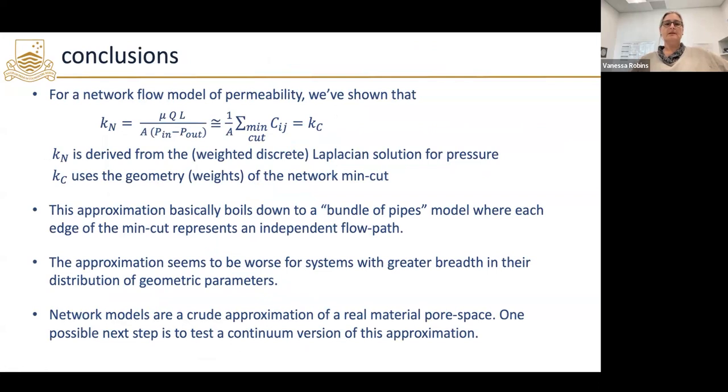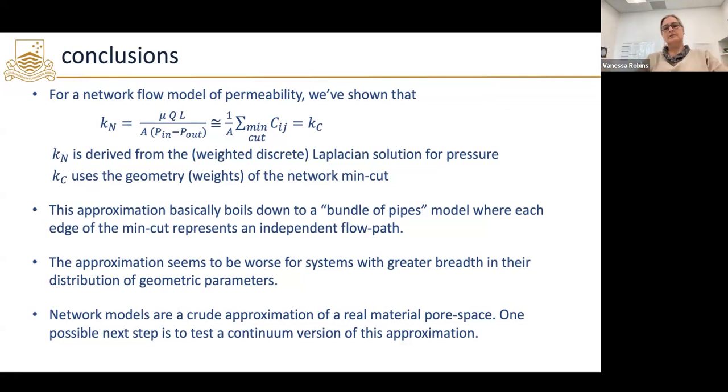Okay. So I think this is a really nice little story, and it basically boils down, as I say here, to this bundle of pipes model, which is basically that you've got some number of independent flow paths through the pore space, the min cut is representing those, and the weight of the min cut is kind of the critical restrictions on those independent flow paths. And the approximation will be worse when you have a greater breadth in your distribution of geometric parameters.